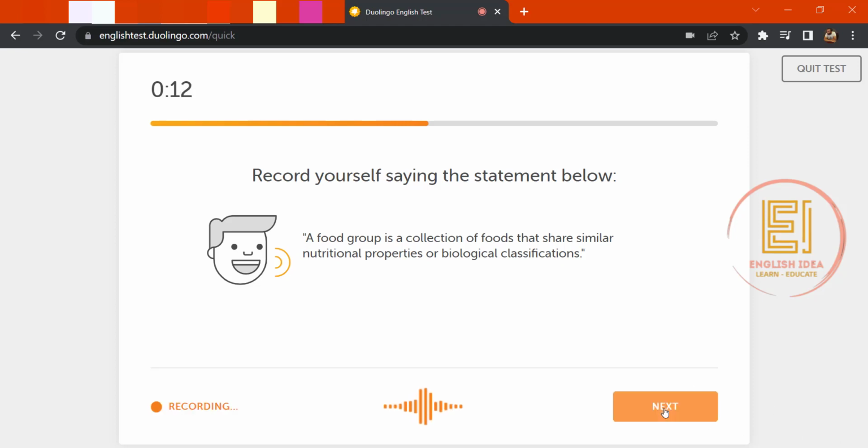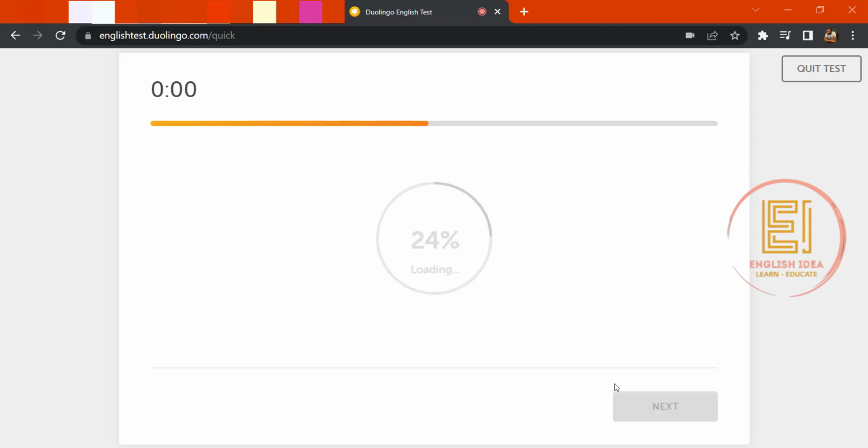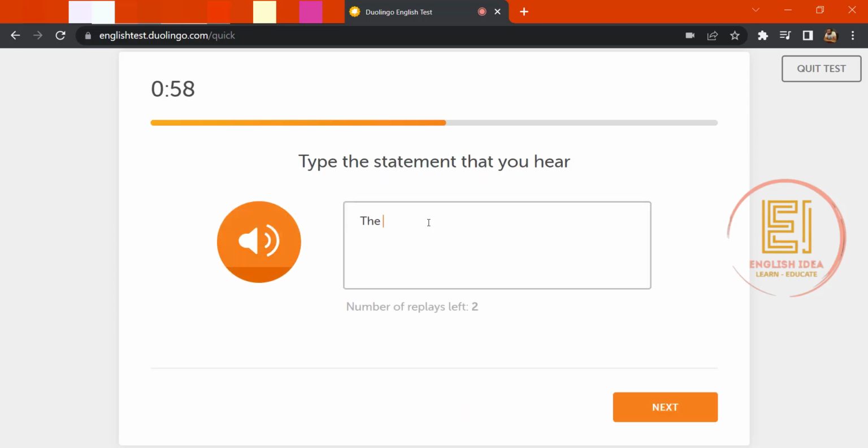A food group is a collection of foods that share similar nutritional properties or biological classifications. The check engine light is on.